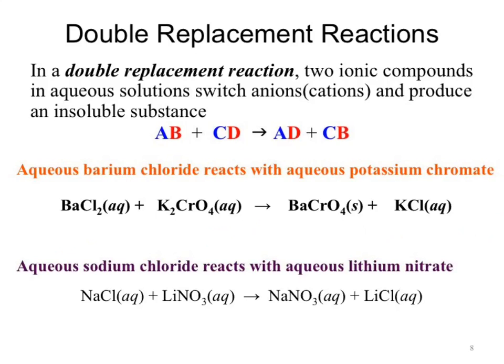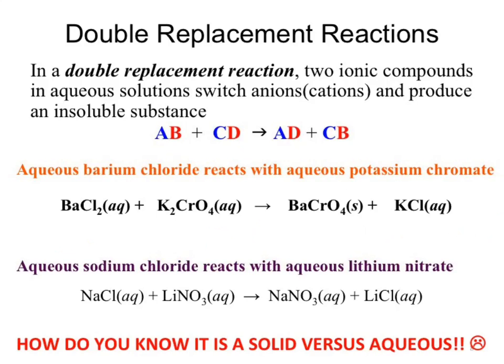How did I know that that was barium chromate solid and potassium chloride aqueous? And then in the next one, it was sodium nitrate aqueous and lithium chloride aqueous. How did I know that? And trust me, I'm not that good. Effectively, I was told. How was I told? I looked up the rules.